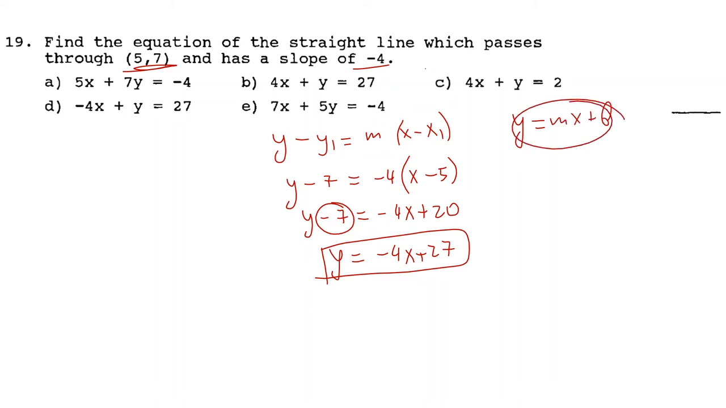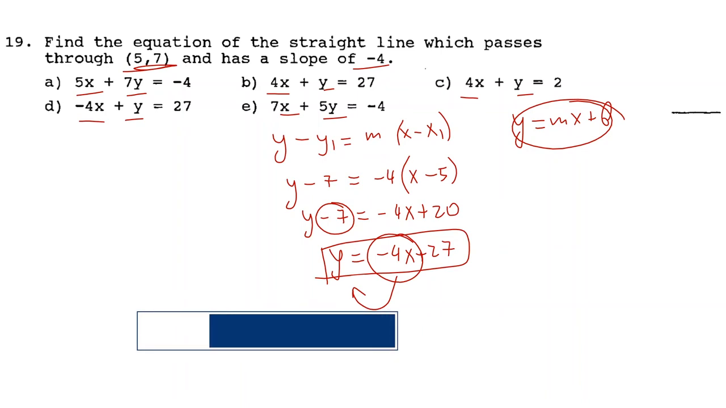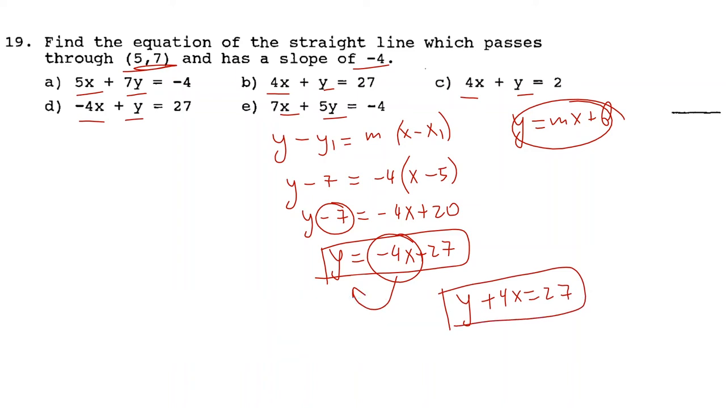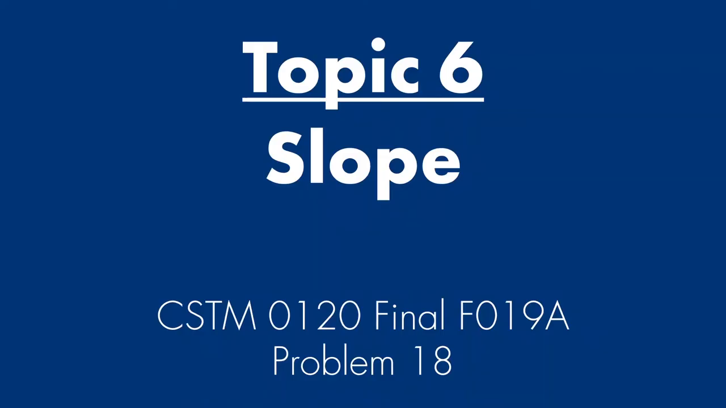Now look at the answers. The multiple choices have x and y on one side, right? So now move the 4x to the other side. So you get y plus 4x equals 27. That's my final answer for this specific problem. Clearly matches B. So again, for every problem on line equations, I would still convert that into y is equal to mx plus b first, and then look at the multiple choices to figure out which one will match that.